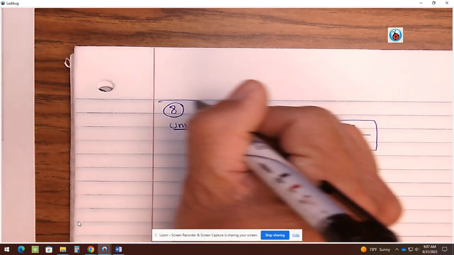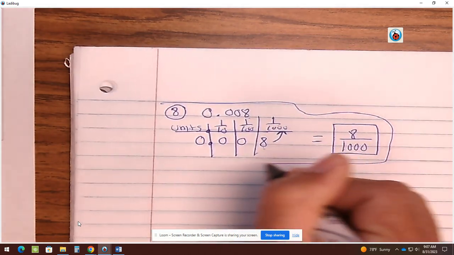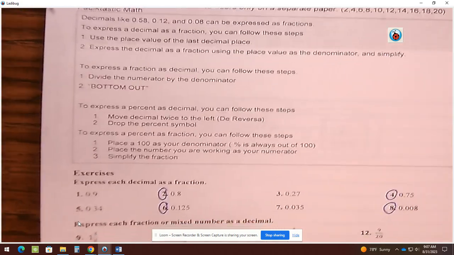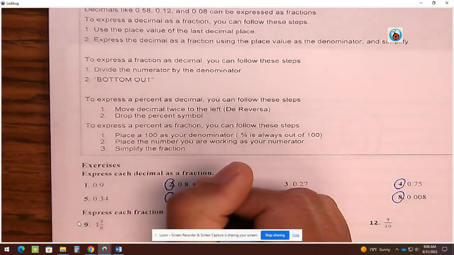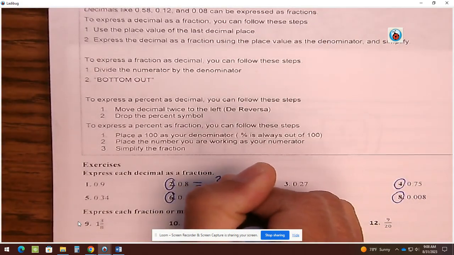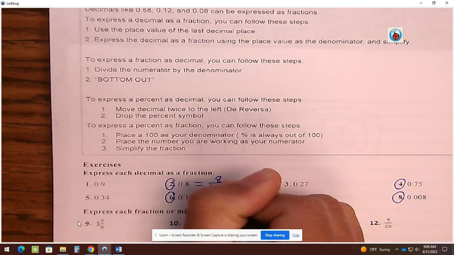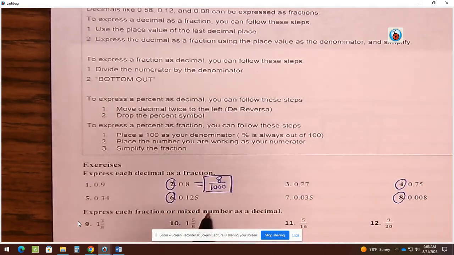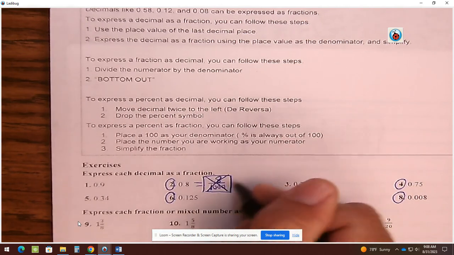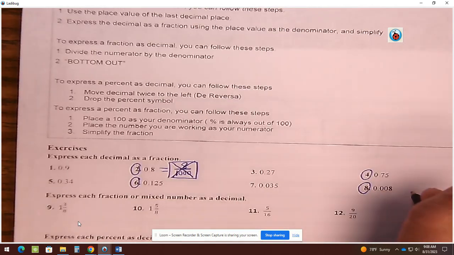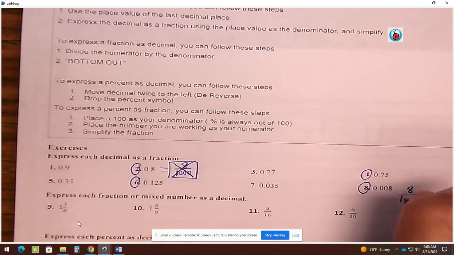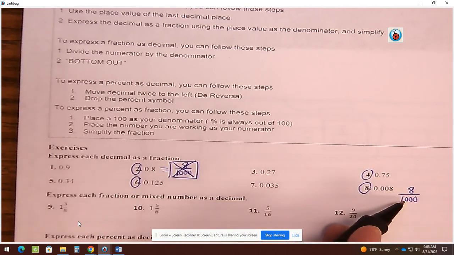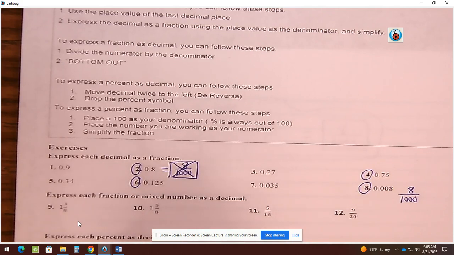Once I'm done, don't forget to box the answer. And you can come to the actual paper and transfer the answer here. The answer would be 8 out of 1,000. And box it too. That's not the right place, my bad. It's number 8. 8 out of 1,000. So I made a mistake. This is not the answer for this. It's over here. I'm doing number 8. Okay?